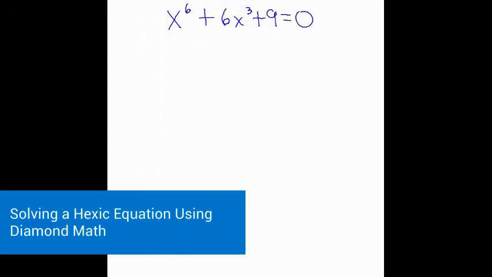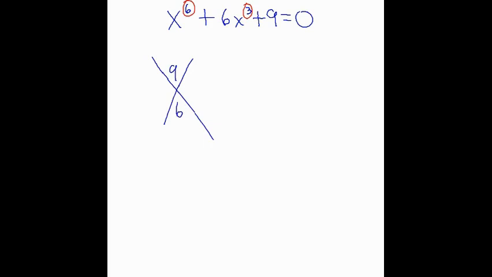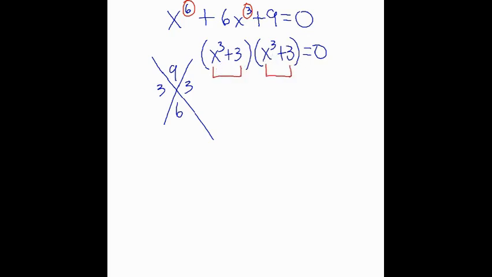Hello there. I'm really quickly going to solve this polynomial that looks like a quadratic, except there's a 6 there and a 3 there. But because of this, I can still set up diamond math, put 9 up top, 6 down the bottom, and my factors are 3 and 3. So factored form would be x cubed plus 3 times the quantity x cubed plus 3 equals 0. Now, this effectively means I have a solution set which each solution will have a multiplicity of 2. So I only need to solve one of these once.